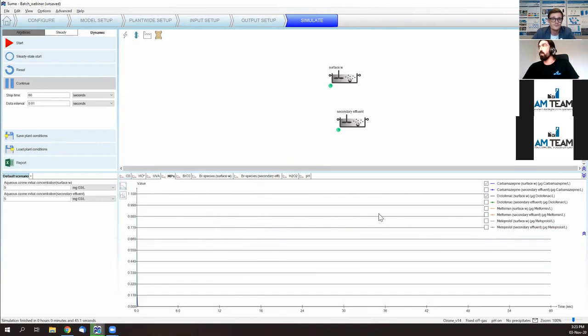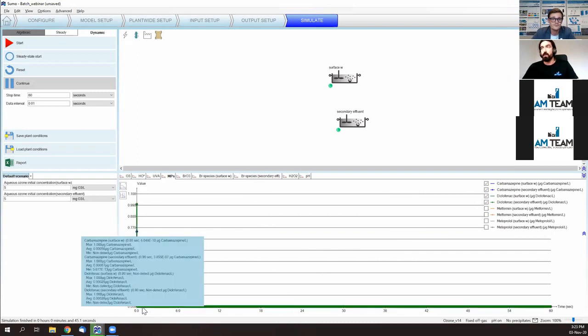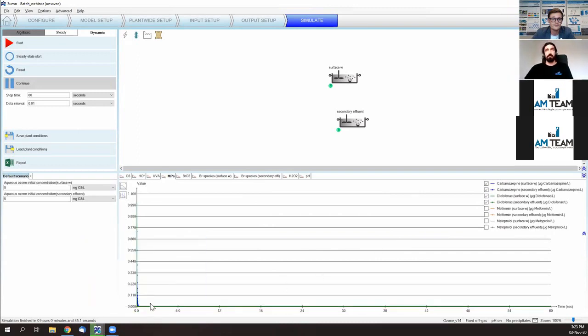So if we look at the carbamazepine and diclofenac profiles, and we add the profiles with the small dots regarding the secondary effluent, we see that they're disappearing still in the first few milliseconds to seconds in our beakers, because they are very sensitive to the initial ozone concentration and also the radicals. So keep that in mind.